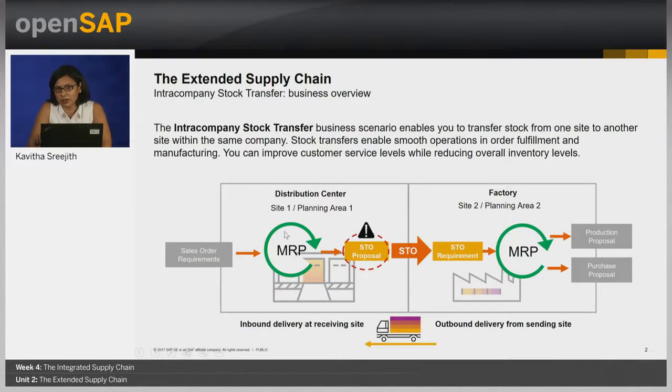So what are the prerequisites? There is only one: there must be a transportation lane existing between Site 1 and Site 2. I believe you have already looked at transportation lanes in week 1. In case it is known that a product or a material has always to be sourced from another site, you can configure it for internal procurement in the product master settings. But this is just an option. As such, any product can be planned and executed for stock transfer.